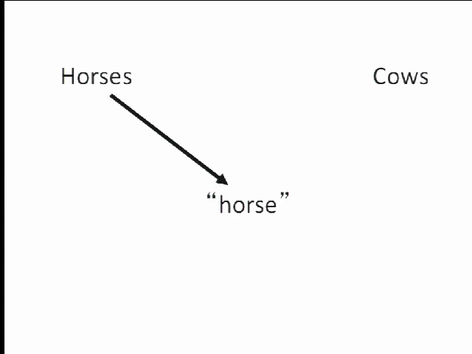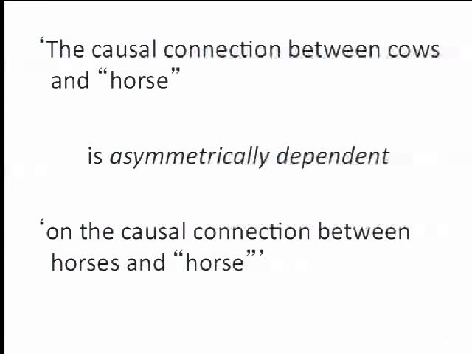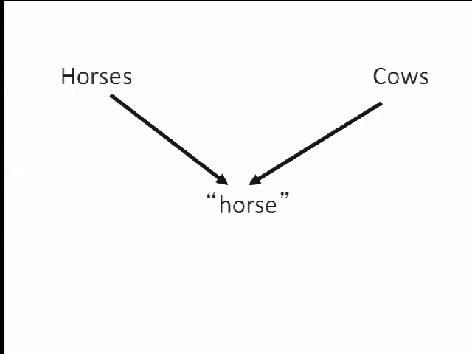So the one on the left does not depend on the one on the right. If the one on the right went away, the one on the left would still be there. But the one on the right does depend on the one on the left. If the one on the left went away, the one on the right would go away too. That's asymmetric dependence. So the causal connection between cows and the word horse is asymmetrically dependent on the causal connection between horses and the word horse. So that terminology, at this point, you're very comfortable with that. The one on the right is dependent on this one, in the sense that if that one went away, that one would go away too, but it's asymmetric in that it doesn't go around the other way.